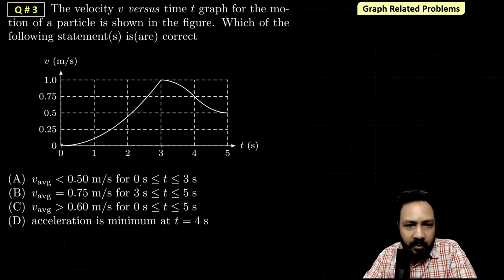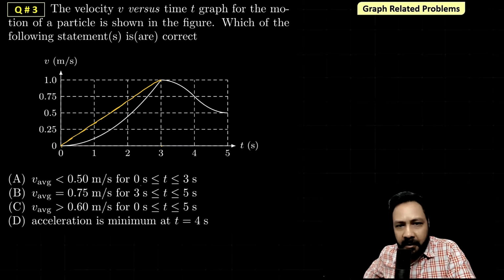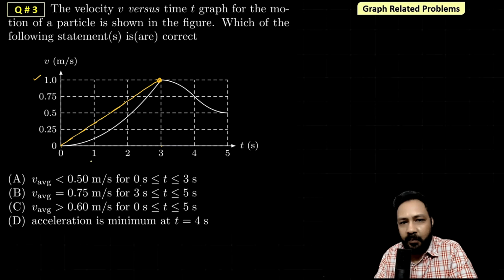So if I just draw a line like this, if the VT graph were a straight line, the average velocity is the initial velocity plus final velocity divided by two. So the graph would have been like this that I have drawn. In that case, the average velocity would be 0.5, because the velocity here is 1 and the velocity here is 0. So the average of these two is 0.5. Because this part is below this line, the average velocity from here to here is less than 0.5. So option A is correct.